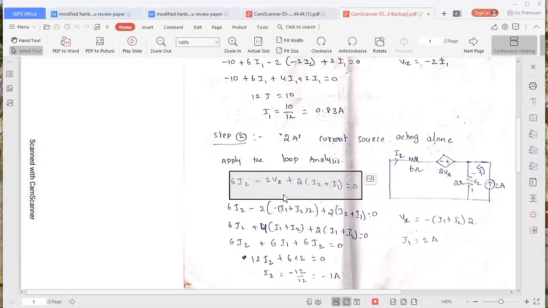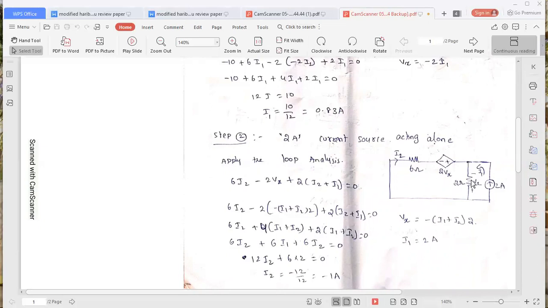From this we can say Vx, what is meant by Vx? Here Vx means the voltage across 2 ohms. You see that the Vx value is the voltage across 2 ohms. In the previous case it is different, in this case it is different.